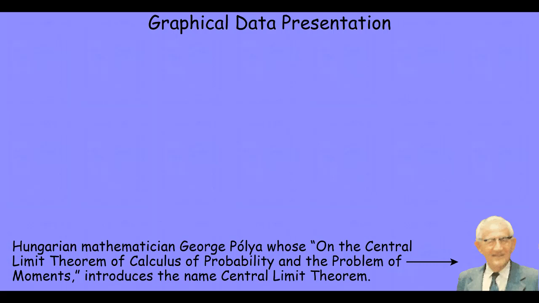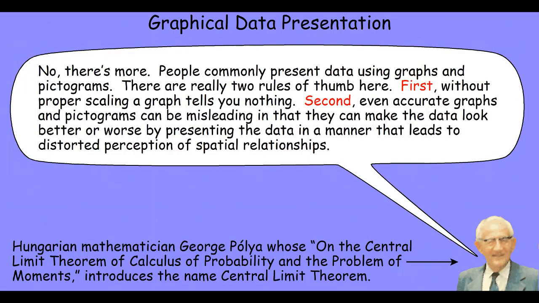Our next topic is graphical data presentation, how we present data to people. People commonly present data using graphs and pictograms. There are really two rules of thumb here. First, without proper scaling, a graph tells you nothing. Second, even accurate graphs and pictograms can be misleading in that they can make the data look better or worse by presenting the data in a manner that leads to distorted perceptions, for instance, of spatial relationships.